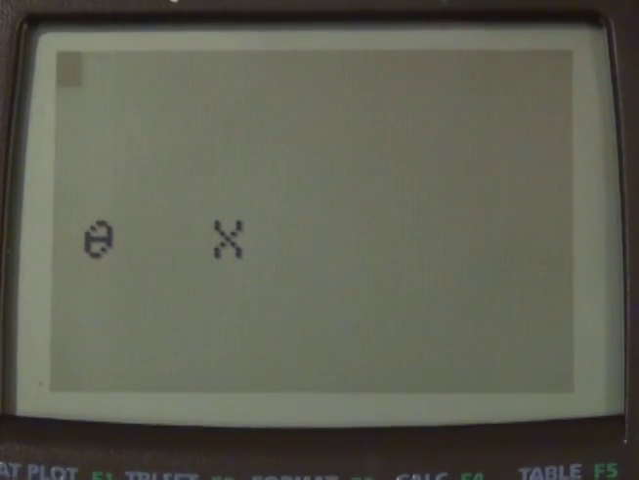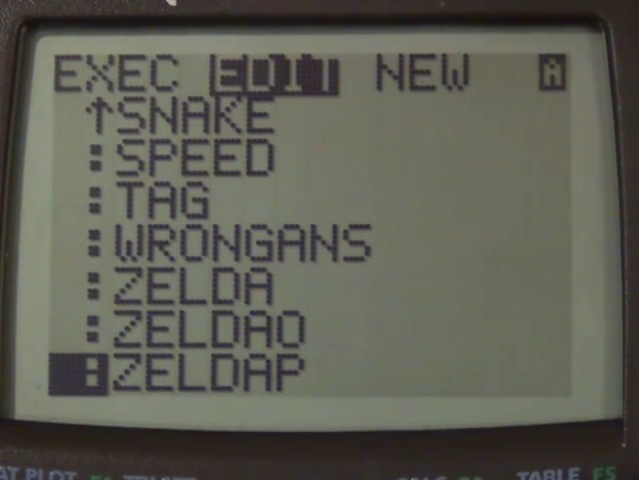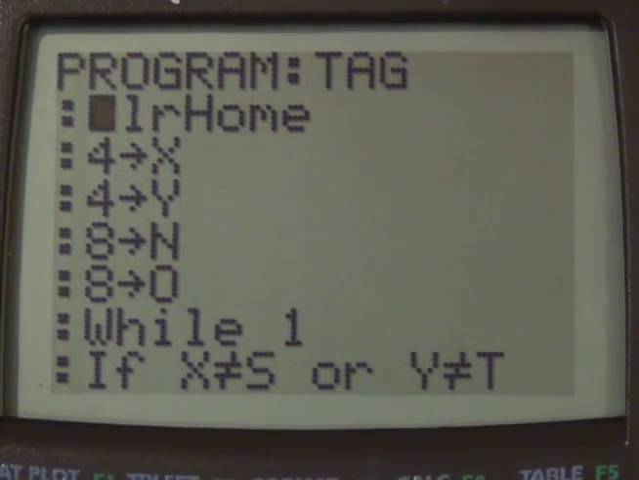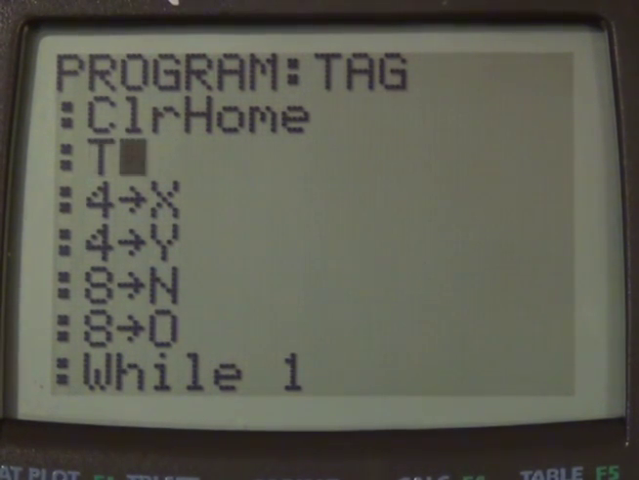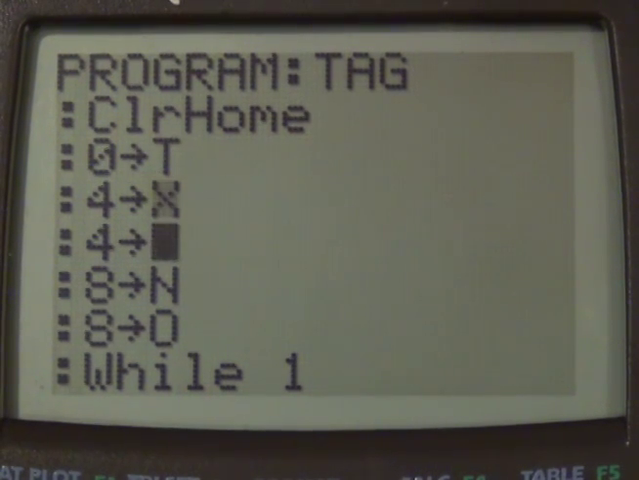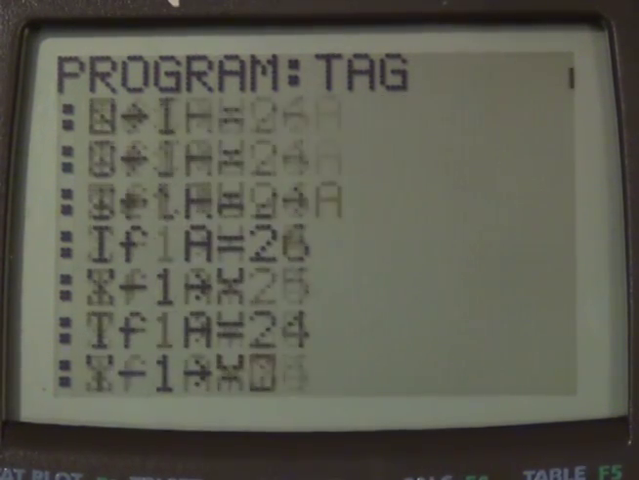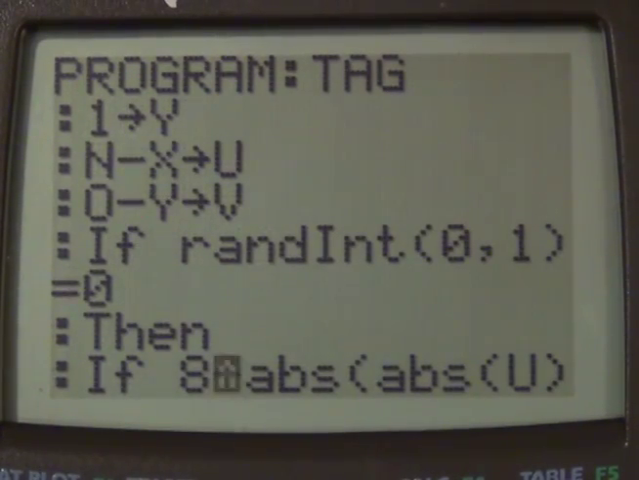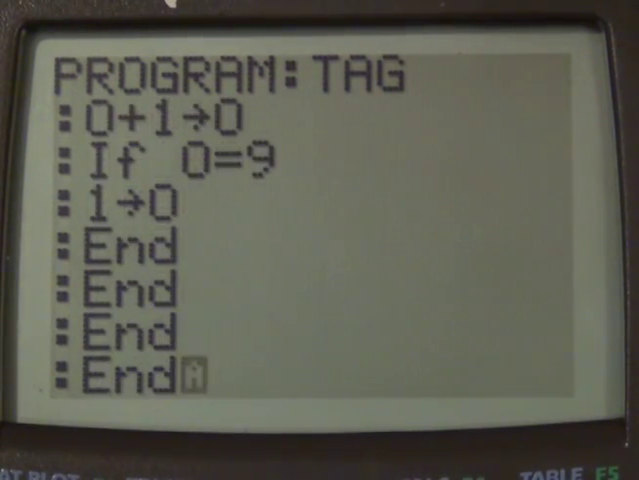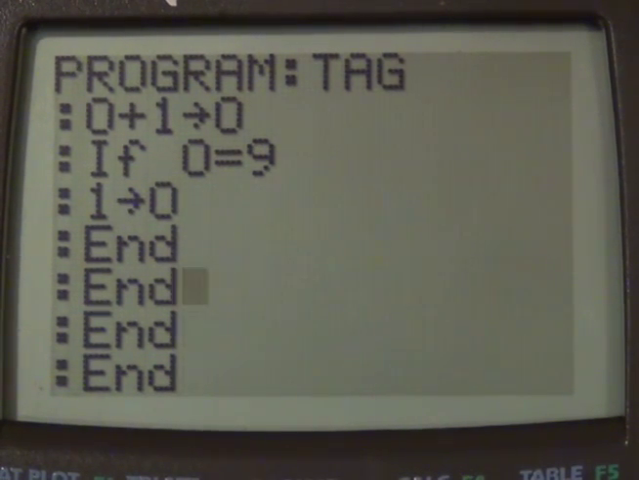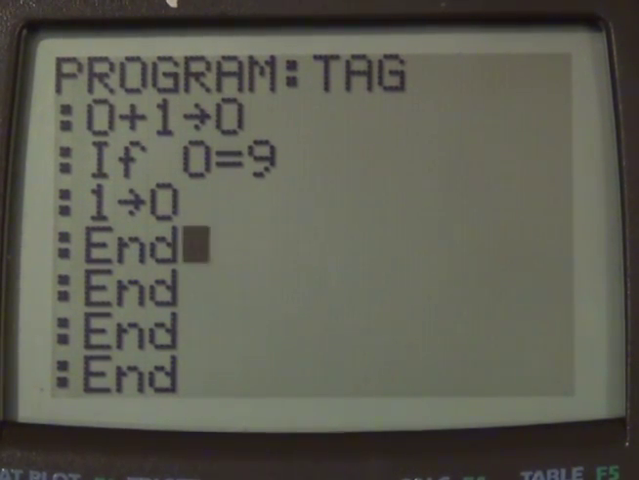Okay. What I'm going to do is I'm going to have a variable called t for tag. And I'm going to store 0 into it to start off. Oops, that's y. And whenever it switches, we want to reverse what he does. So if he touches us, we want to switch the fact that he's running towards us and make it so that he runs away from us.